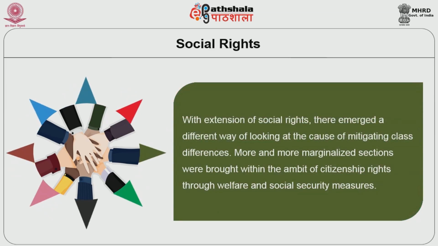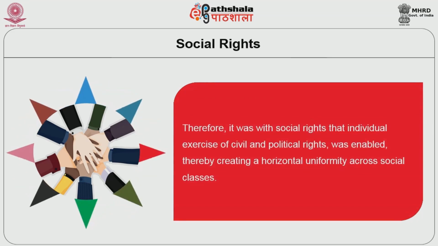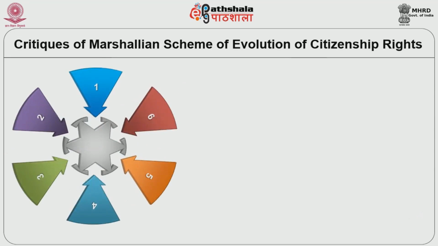With the extension of social rights, there emerged a different way of looking at the cause of mitigating class differences. More and more marginalized sections were brought within the ambit of citizenship rights through welfare and social security measures. Therefore, it was with social rights that individual exercise of civil and political rights was enabled, thereby creating a horizontal uniformity across social classes.